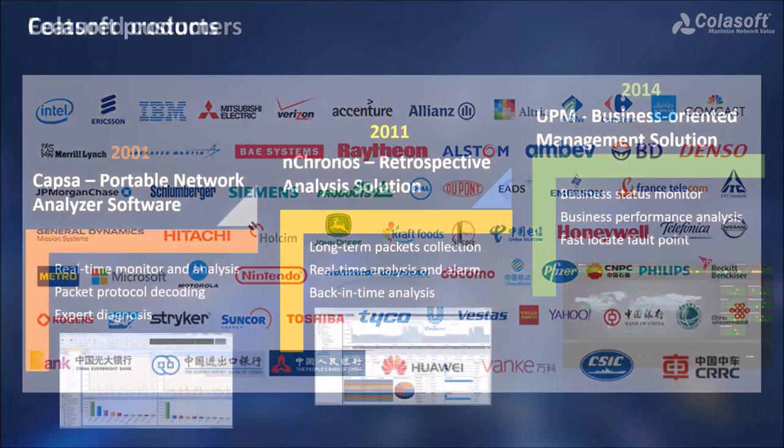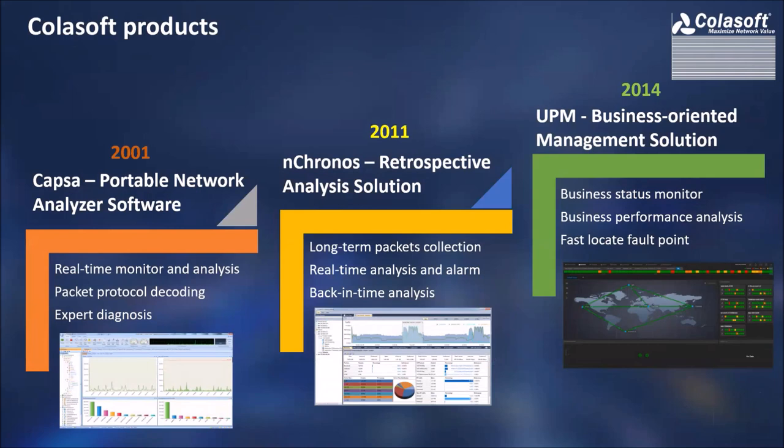Now, Colasoft provides three main products for our customers. The first one is Capsa. Capsa is portable network analyzer software. It can be installed on any laptop, and we can use it to do real-time monitoring and analysis. We also have an expert diagnosis view to help customers find possible network issues, and we can use it to decode packet protocols.